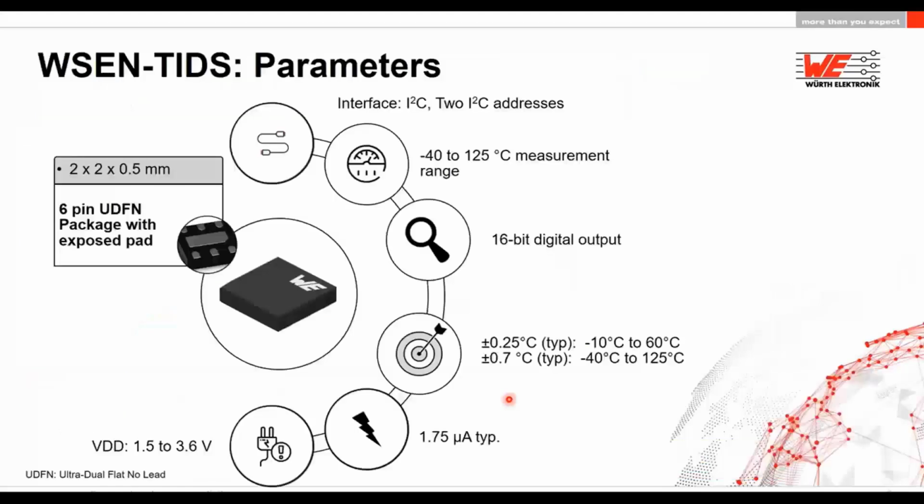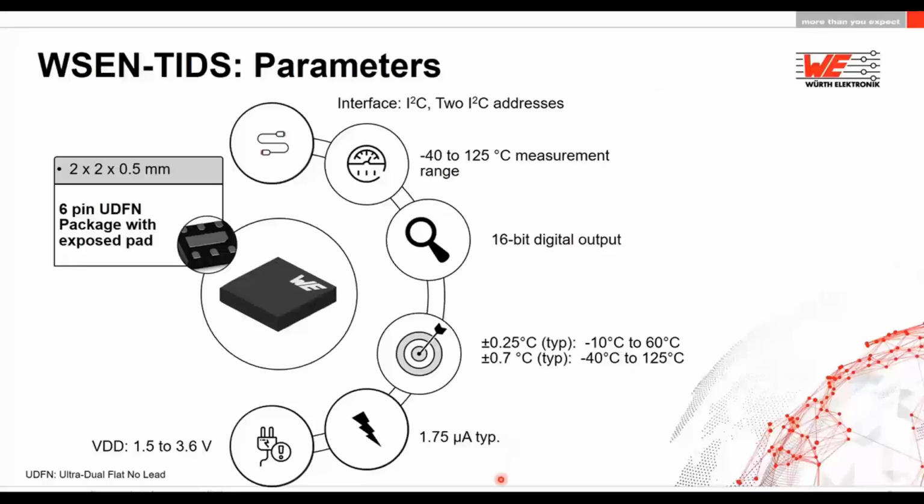Let's have a look at some of the parameters. As mentioned, it has an I2C interface, and two different I2C addresses are available so that you can connect two sensors on the same I2C bus. The measurement range is from -40 degrees to 125 degrees. For current IoT and industrial applications, this measurement range is more than adequate. It has 16-bit digital output resolution. The typical accuracy is 0.25 degrees between -10 and 60 degrees, and overall accuracy is 0.7 degrees.